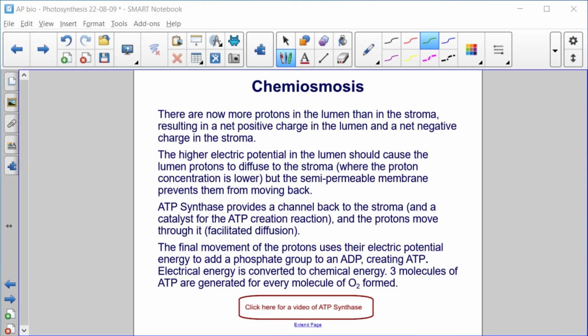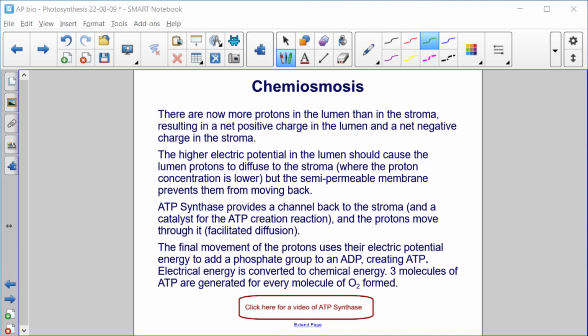There are now more protons in the lumen inside of the membrane than in the stroma outside, resulting in a net positive charge in the lumen and a net negative charge in the stroma. The higher electric potential in the lumen should cause those lumen protons to diffuse to the stroma where the proton concentration is lower. So you'd expect them to move back along with their concentration gradient. But the semi-permeable membrane prevents that.